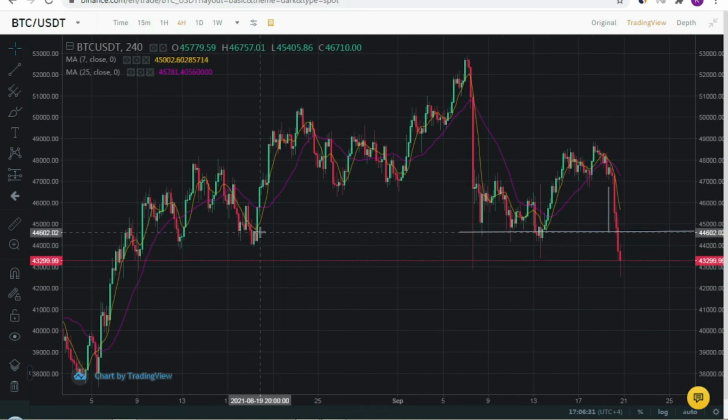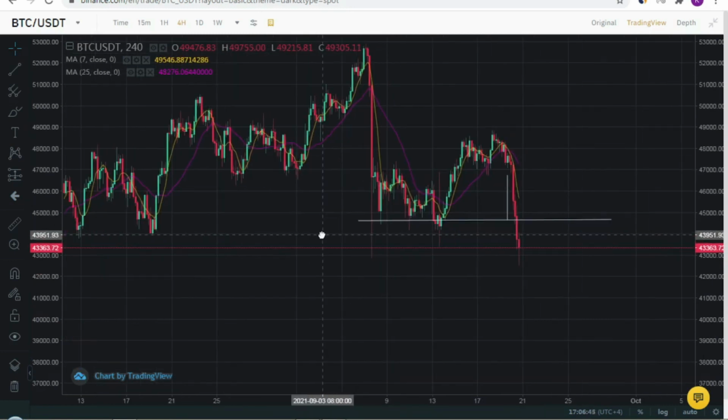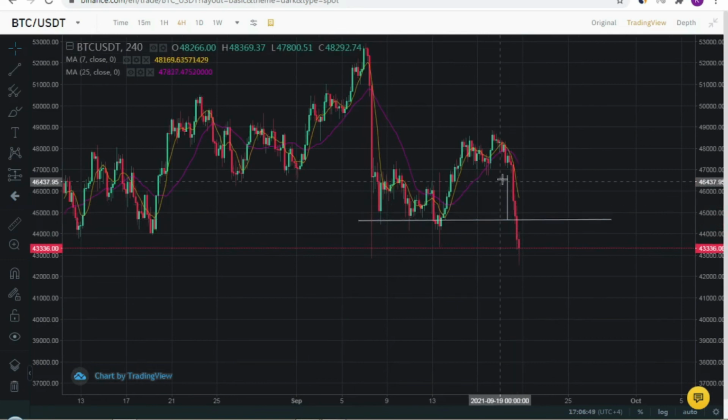Even here, you see this candle, if your line was here, it would have closed above your line, so it will go up. This was a fake close below the line here, so people who wanted to short, the price betrayed them and went up. Now do you see this? It closed below the line, so you come out of this.